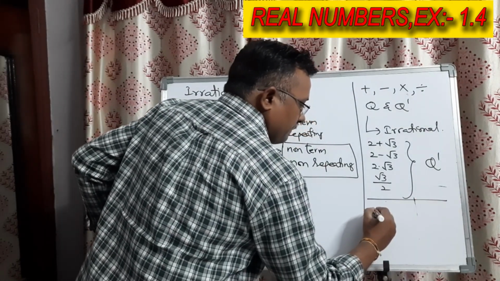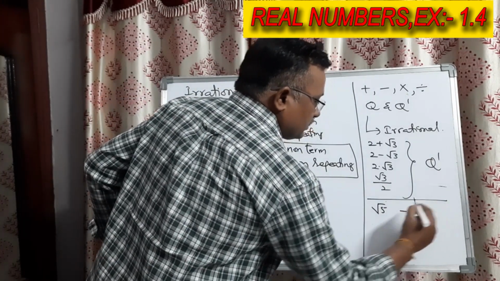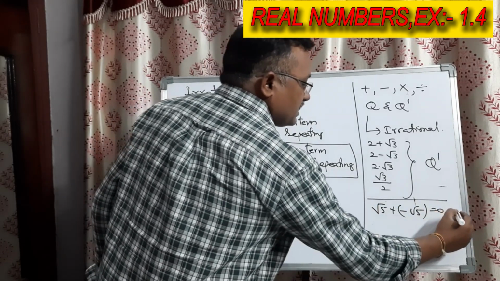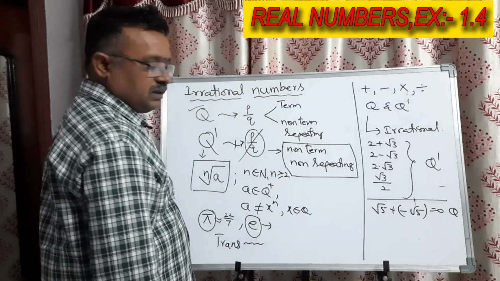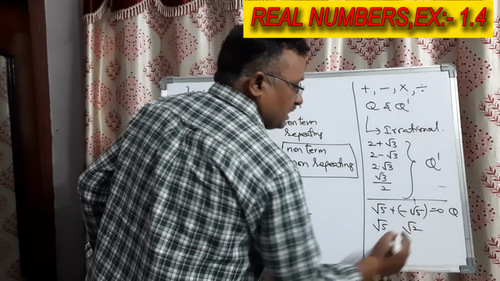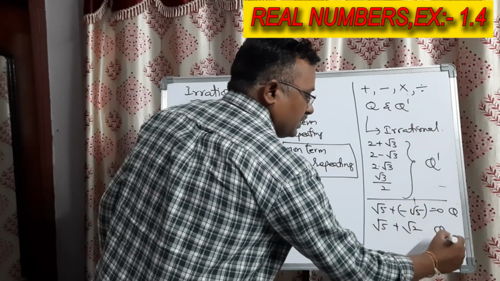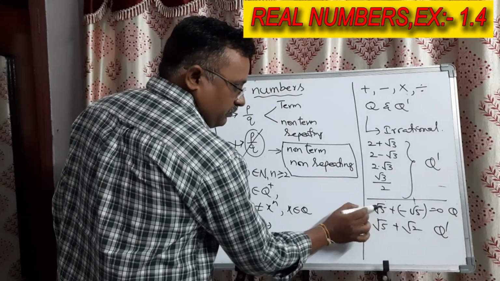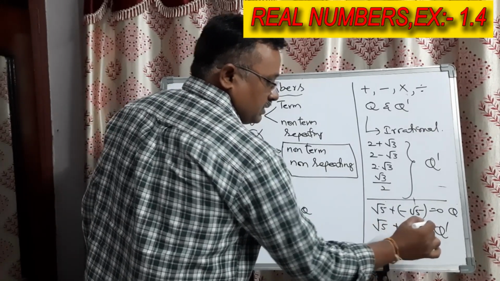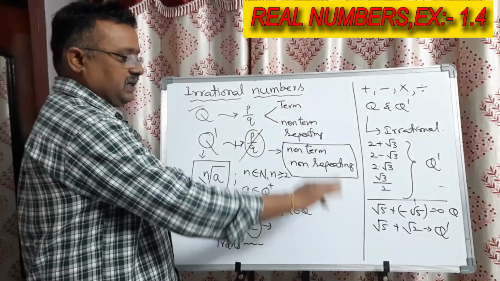Simple example: root 5 is irrational, minus root 5 is also irrational. If you add them, the answer will be 0, which is rational. Whereas root 3 is irrational, root 2 is also irrational. If you add them, it remains like that and it is irrational. So the sum of two irrationals may be rational or irrational. Like that, for difference, multiplication and division also we can take examples.